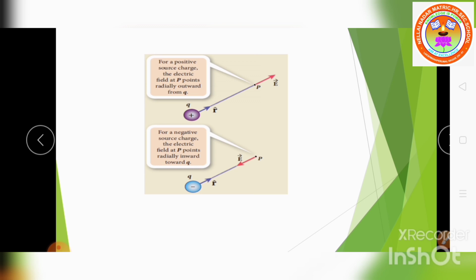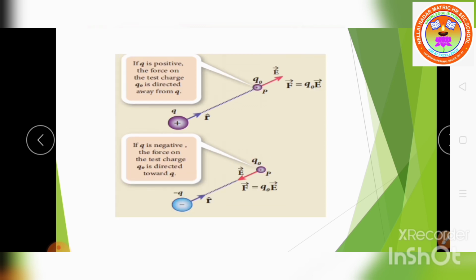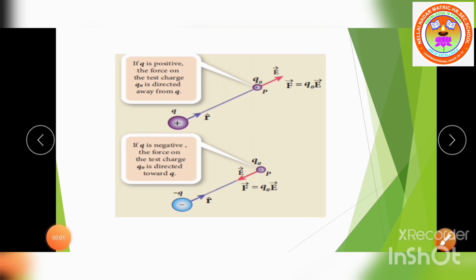If the charge Q is positive, then the electric field points away from the charge. If Q is negative, the electric field points towards the charge Q. Understand? That is the first point. The second point: if Q is positive, the force on the test charge Q0 is directed away from Q. You already know that lesson. So we can calculate the force here.